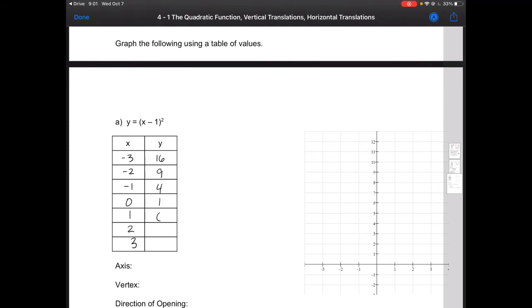Then 0 gives 1, 1 gives 0, and 2 gives 1, 3 gives 4. So that's going to give me some information to plot here. Minus 3, 16, I'm not going to plot because it doesn't land on my grid. I am going to do minus 2, 9. Minus 1, 4. 0, 1. 1, 0, 2, 1, and 3, 4.